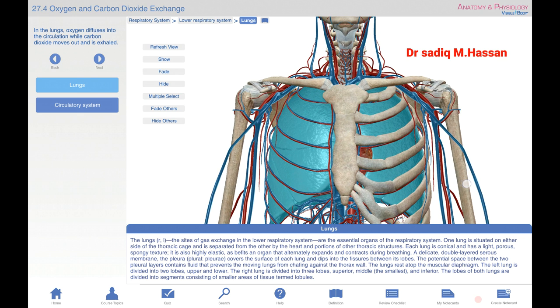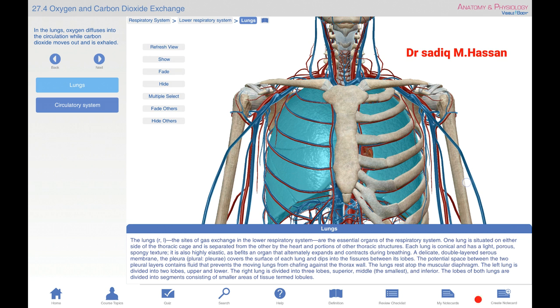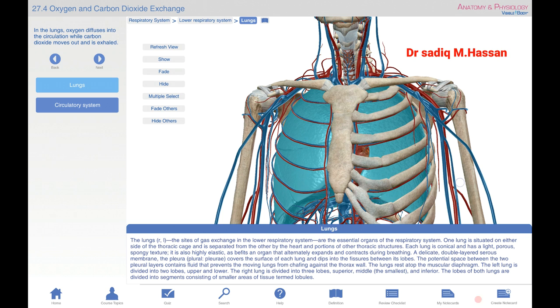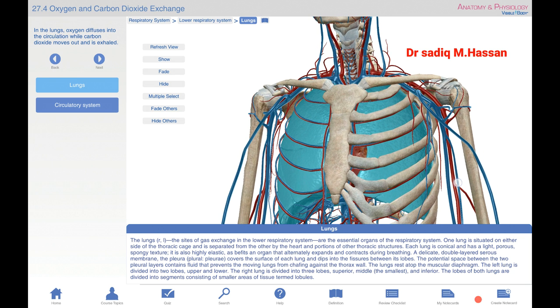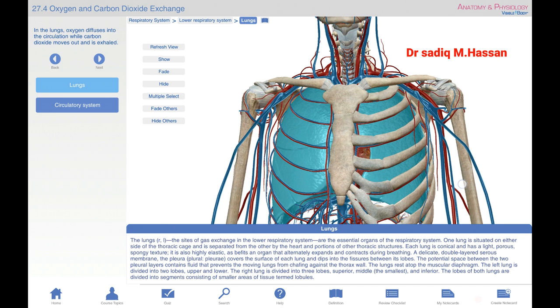The potential space between these two layers contains a small amount of fluid that prevents the moving lungs from chafing against one another, rubbing against the thoracic wall, I mean. The lungs rest on top of the muscular diaphragm, and the left lung is divided into two lobes, the upper lobe and the lower.